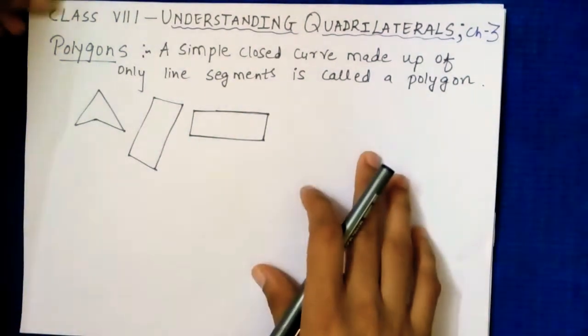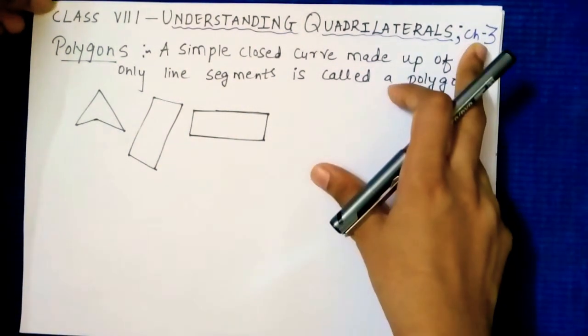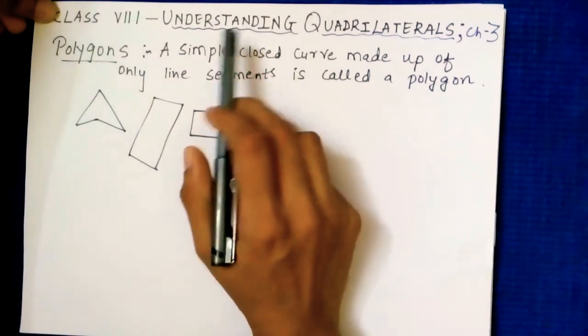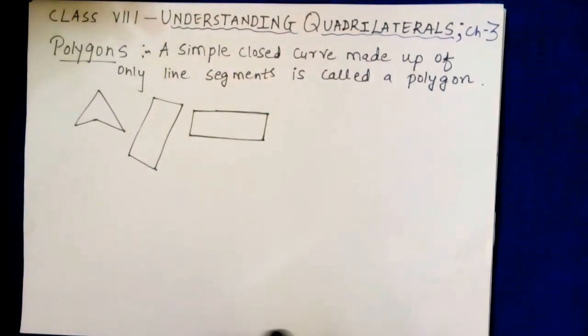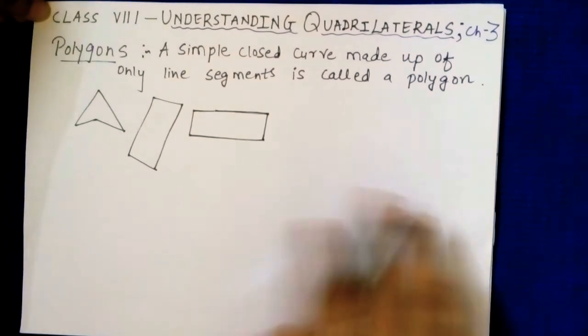Hello students, now we are about to start chapter 3 of class 8, Understanding Quadrilaterals. Before we start the exercises of this chapter, first of all we will go through some geometrical terms which will be helpful for you while solving your exercises. So let us see the introduction part of this chapter.